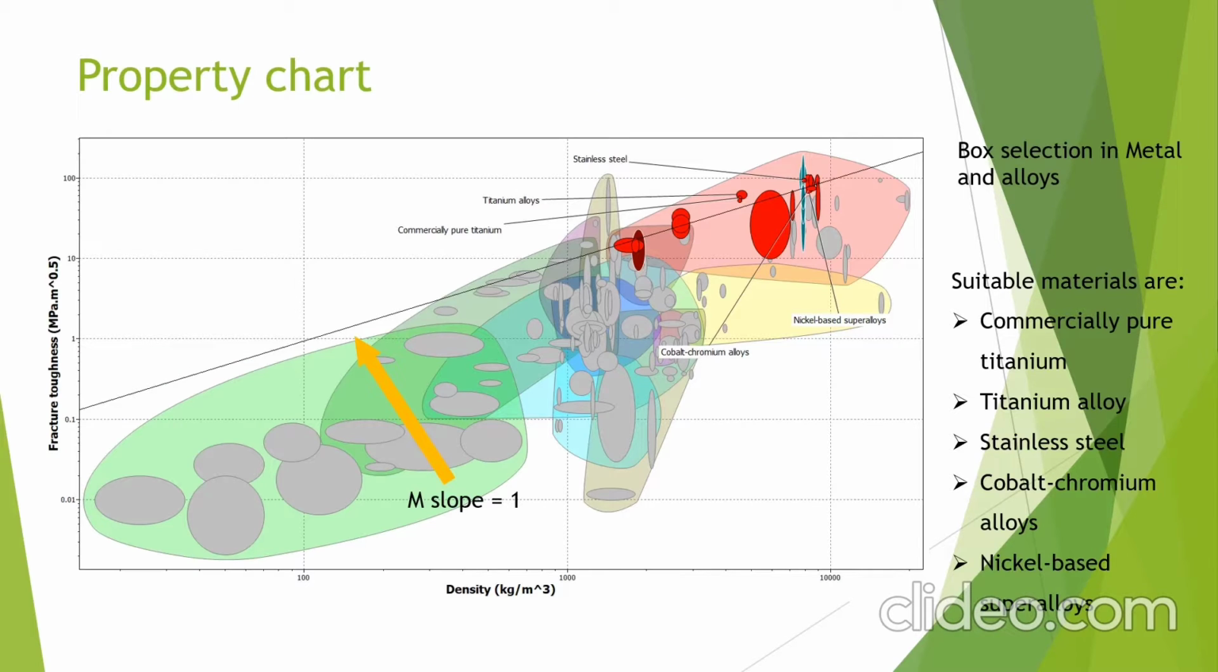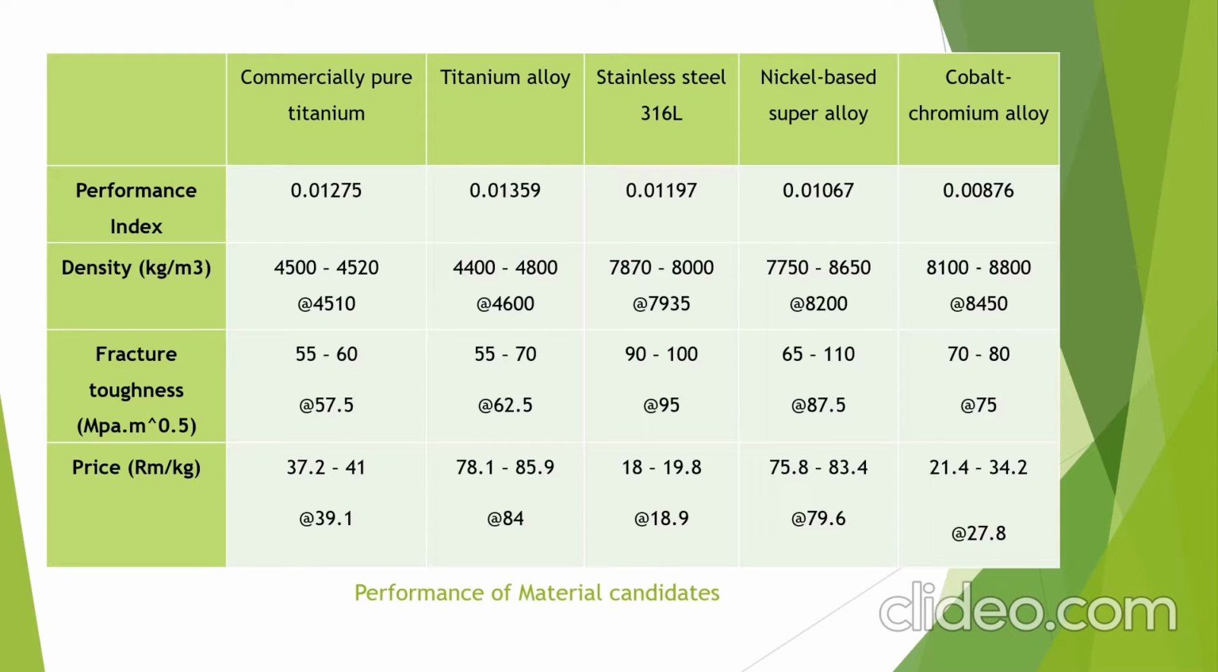Then we can plot the graph in the CES software with M slope equal to 1. Then we choose 5 materials from it, which are commercially pure titanium, titanium alloy, stainless steel, cobalt chromium alloy, and the nickel-based super alloy. So this table is the property and performance of the material candidates that we chose from the graph. We will use this table in the ranking step.